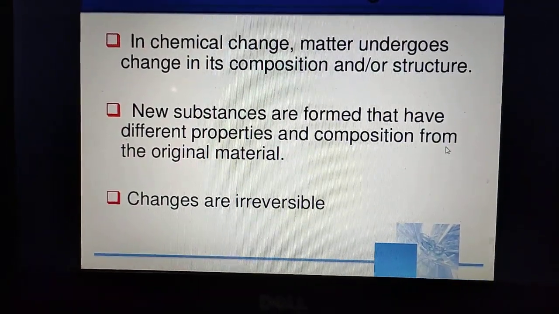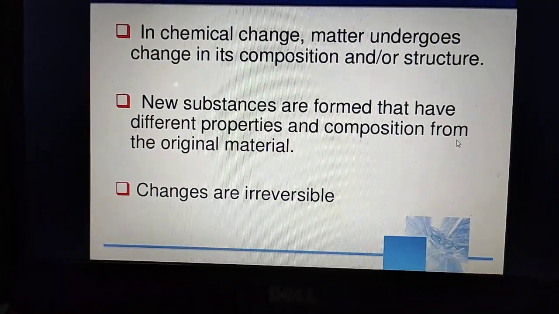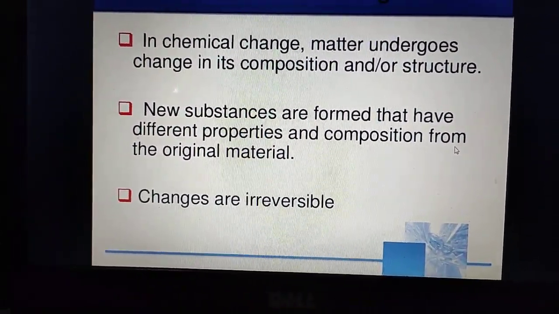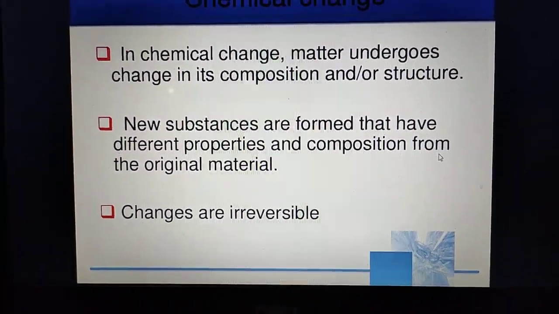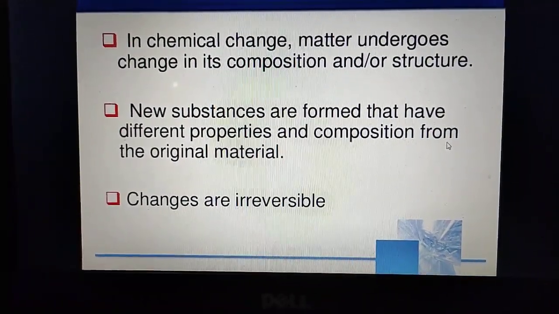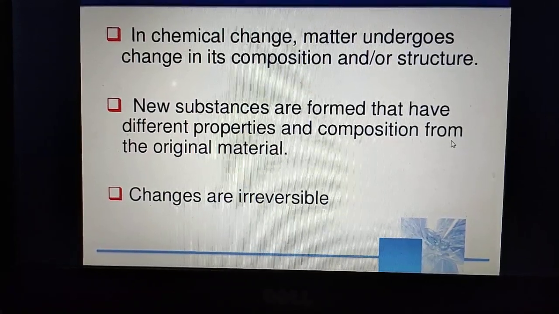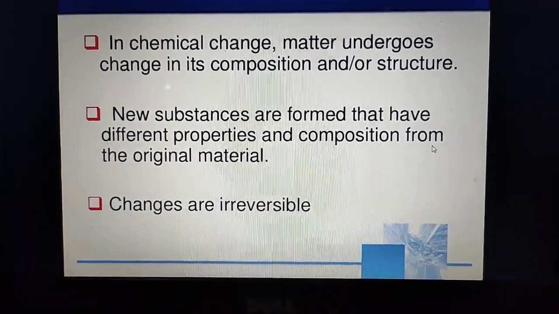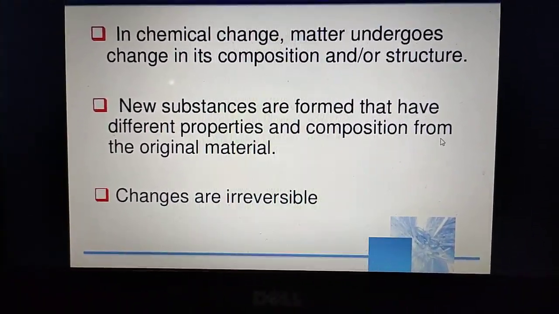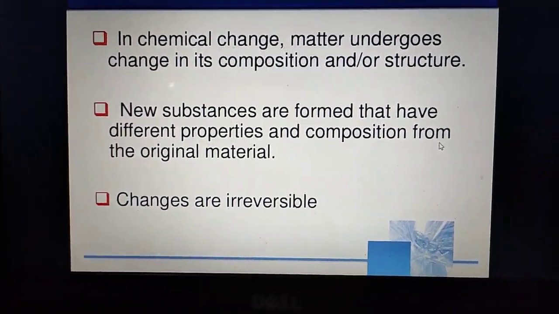Chemical change occurs when a substance combines with another to form a new substance. These changes are irreversible, meaning you cannot reverse the whole process. If you burn coal, you cannot get that coal back from the substance formed, you cannot get the original material, right? So that is why these changes are irreversible.